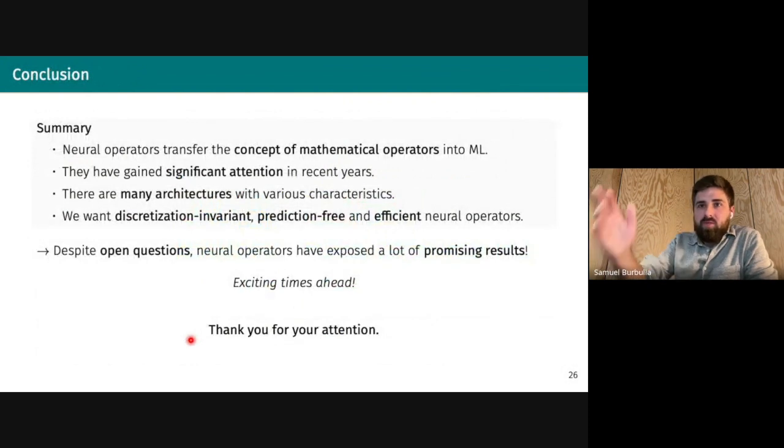And so, a short summary: neural operators transfer the concept of mathematical operators into machine learning. They have gained significant attention in recent years, and there are many architectures with various characteristics. What we always want is discretization-invariant, prediction-free, and efficient neural operators, and architectures differ here and there. So despite open questions, neural operators have already exposed a lot of promising results, but there is still some work to do, and I think exciting times ahead. And with this, thank you for your attention, and I'm looking forward to taking some questions.